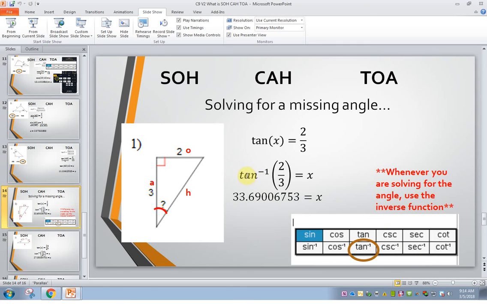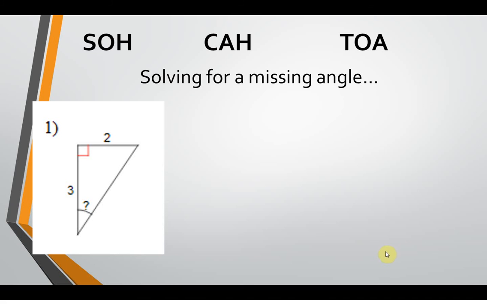When you type that into your calculator, you do tan to the negative 1, and in parentheses, that ratio that you already had. The color scheme has been changed.